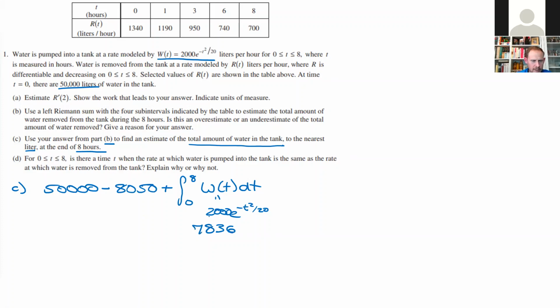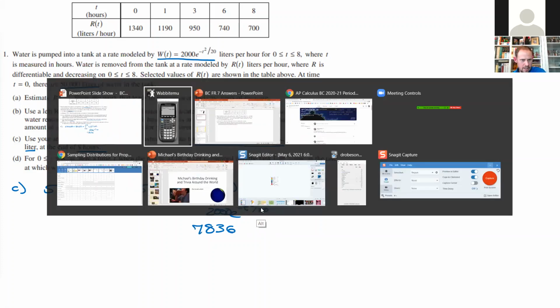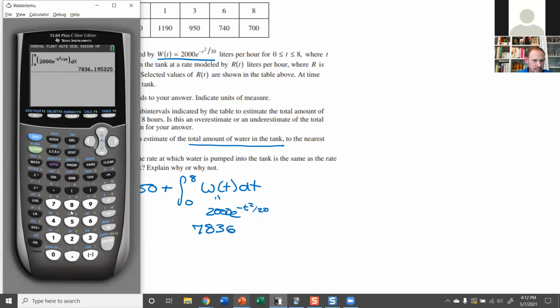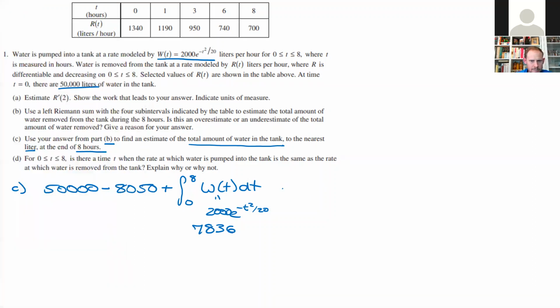All right, so we're just now adding and subtracting, I guess. So we got 50,000 plus this last answer we got minus the 8,050 that we got from the previous one. That was the water draining out of the tank. And we get 49,786. And that is in liters.